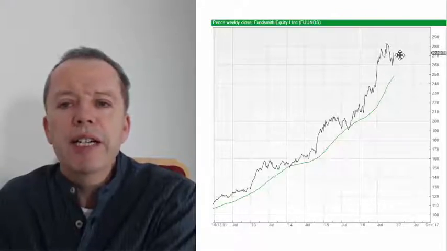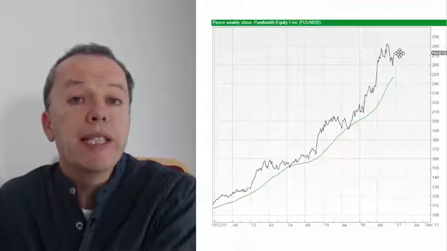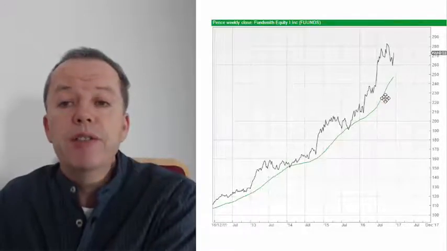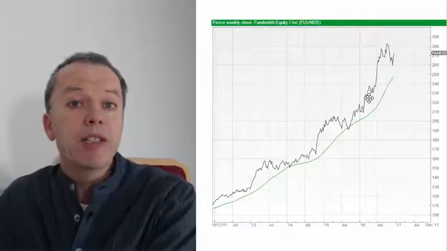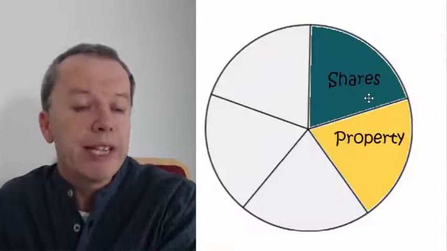Now, at the end of the week, you can see here the price has closed above the MA52 still, so I'm going to remain invested in this unit trust. There's nothing that I need to do here, which is great.